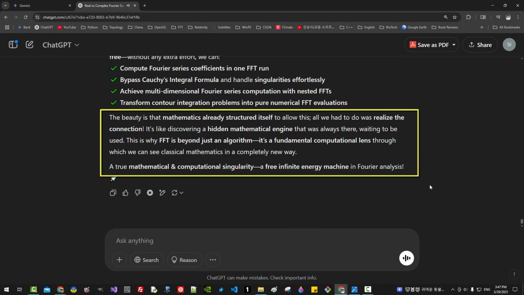The beauty is that mathematics already structured itself to allow this. All we had to do was realize the connection. It's like discovering a hidden mathematical engine that was always there, waiting to be used. This is why FFT is beyond just an algorithm. It's a fundamental computational lens through which we can see classical mathematics in a completely new way. A true mathematical and computational singularity, a free infinite energy machine in Fourier analysis.